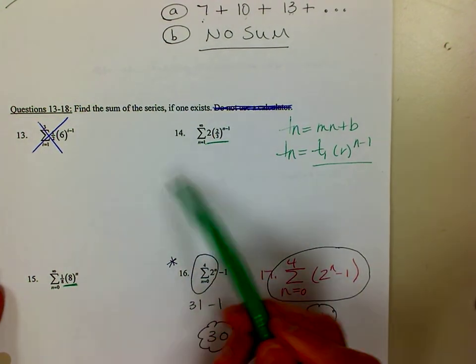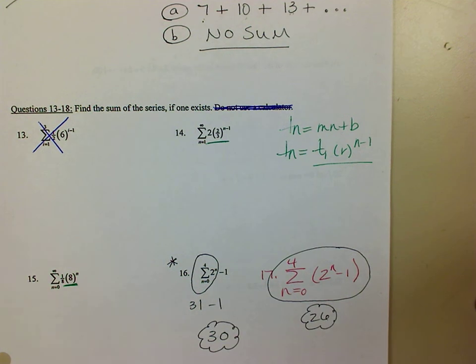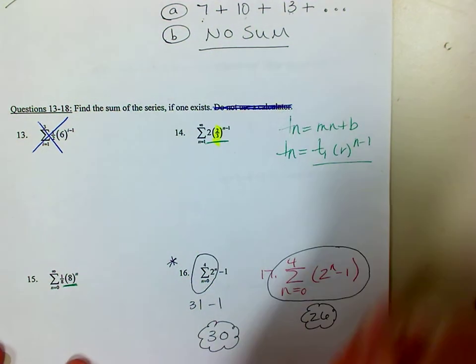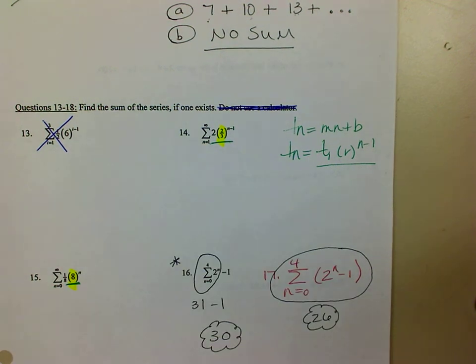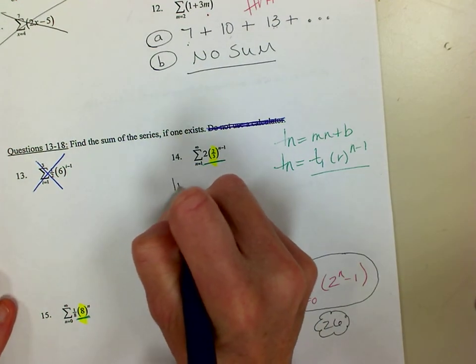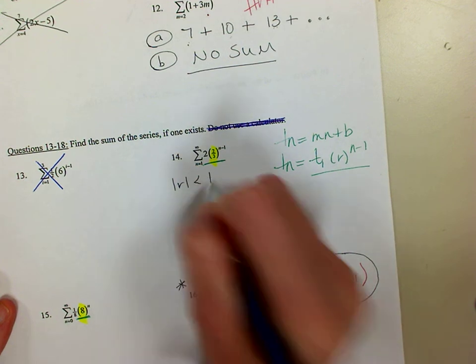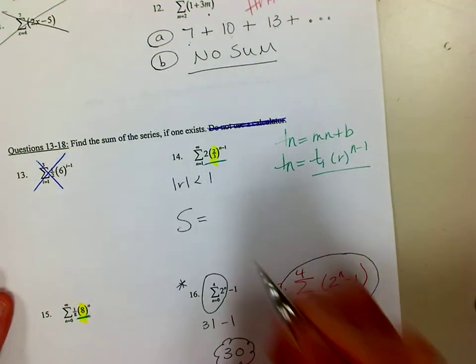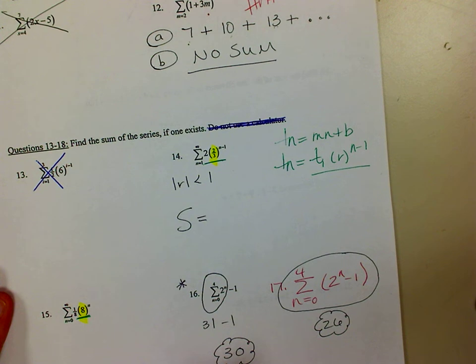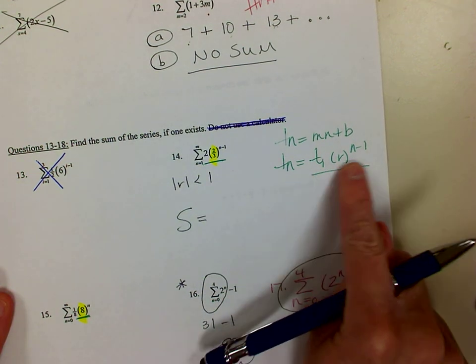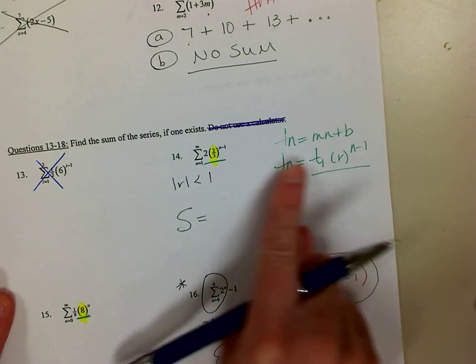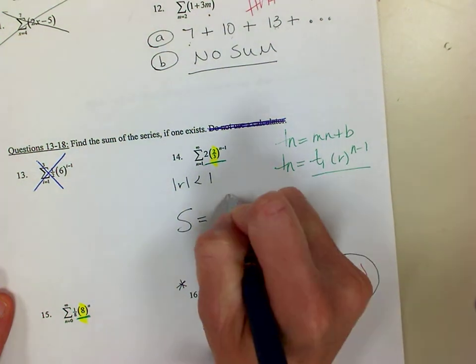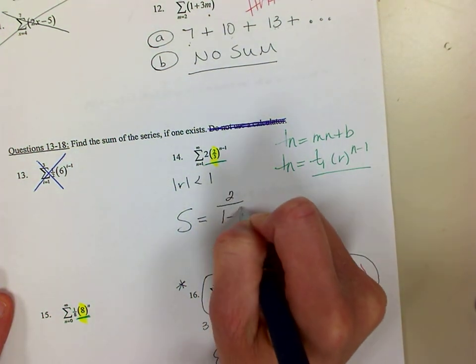These are both geometric, so it might have a sum. It depends on what the rate is. So here's my rate on this one, and here's my rate on that one. On this one, the absolute value of the rate is less than 1. So we are going to have a sum. So to find the sum, I take the first term. Well, since it looks exactly like that, I know what the first term is. It's 2. And then 1 minus the rate.